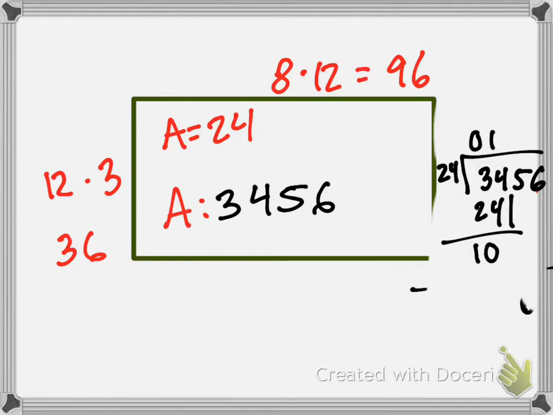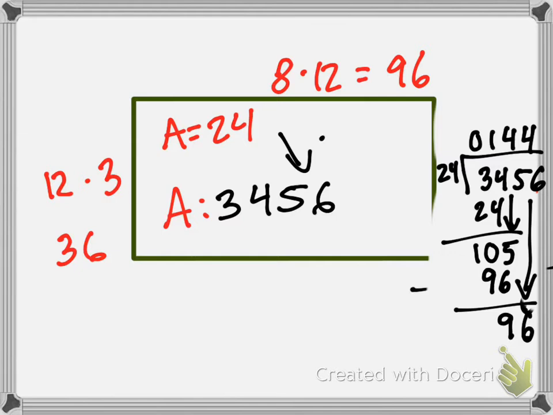We get 10. We bring it down, 105. It can go in 4 times. That is 96. That would be a difference of 9. We bring down our 6. Hey, we already know how many times it can go into 96. If 8 times 12 is 96, 24 is 2 times 12, so it's going to be half of 8. So we get 4. So this one is times 144.